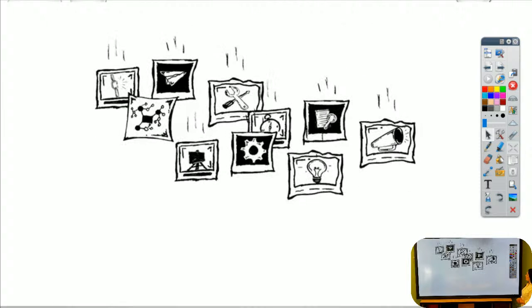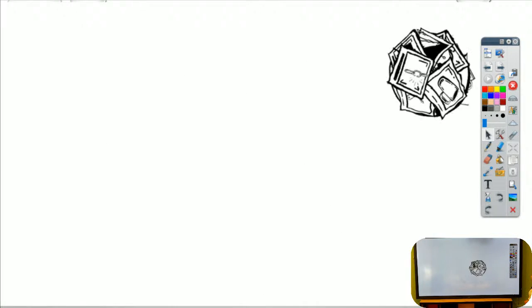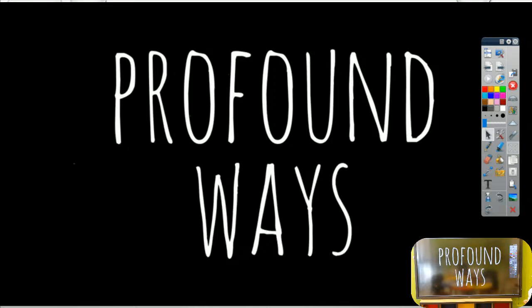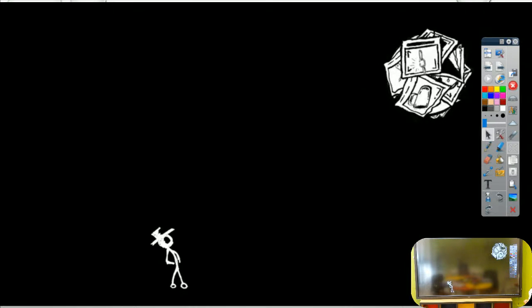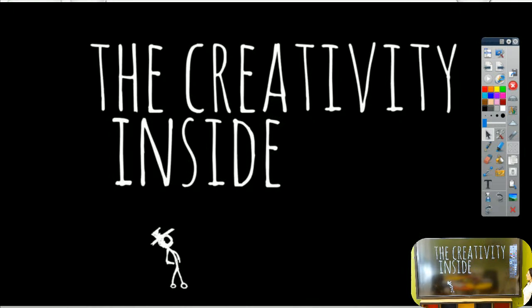See, each of these creative approaches shape our world in profound ways. And the more we see the creativity all around us, the more we are able to appreciate the creativity inside ourselves.